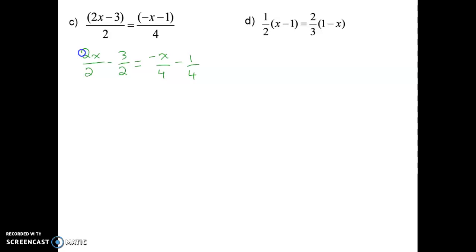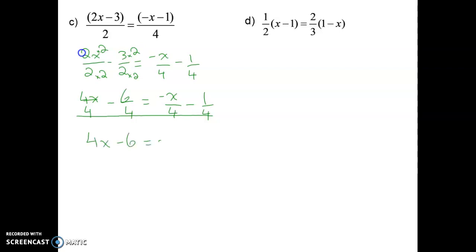This time our common denominator is going to be 4, so I'm only going to have to change one side of my equation. The right-hand side of my equation can stay like it is. 2 goes into 4 two times, so 2x times 2 is 4x. 2 goes into 4 twice, and 3 times 2 is 6. My denominators can cancel, and my equation becomes 4x minus 6 equals negative x minus 1.